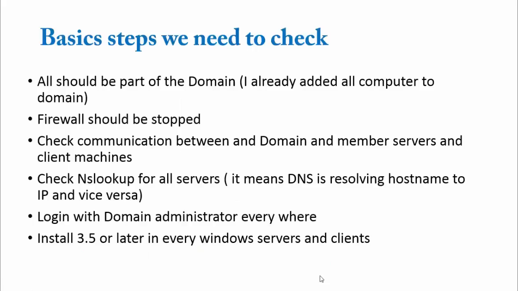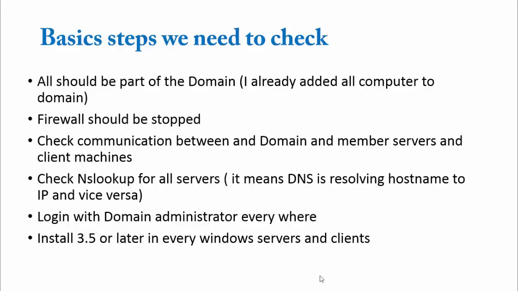First, before doing anything, we need to see some prerequisites. Why? Because if you want to avoid troubleshooting after installation, we need to do something first. Before you install anything on the member servers and clients, all the remaining OS should be part of the domain, and the firewall should be stopped. We have three different firewalls: one is the domain firewall, one is the public firewall, and one is the private firewall. All three should be off.